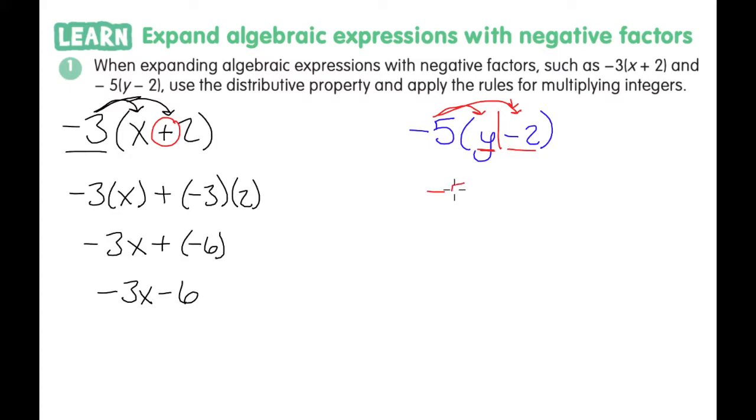So that's a negative 5 times y plus a negative 5 times negative 2. So once we distribute, that leaves us with a negative 5y plus 10.